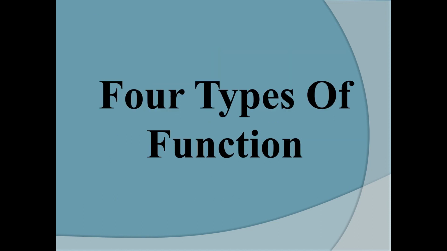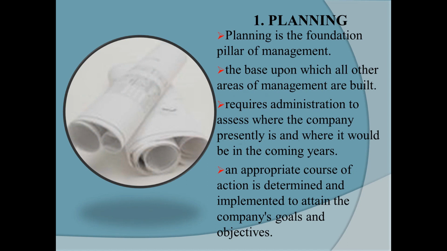So, four types of function. We have planning. Planning is the foundation, the pillar of management, the base upon which all other areas of management are built, and requires administration to assess where the company presently is. So of course that is the SWOT, the purpose of the SWOT that was discussed before. You should assess the status, the environment, and of course the direction of the organization after a certain number of years.